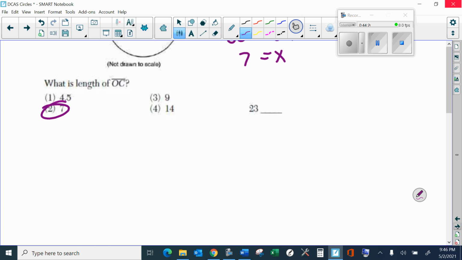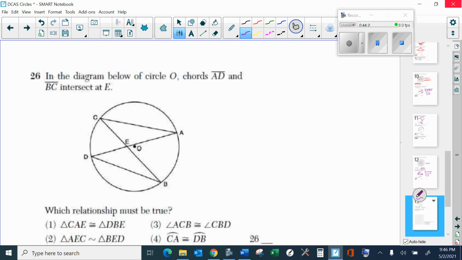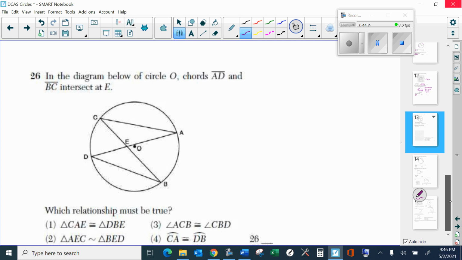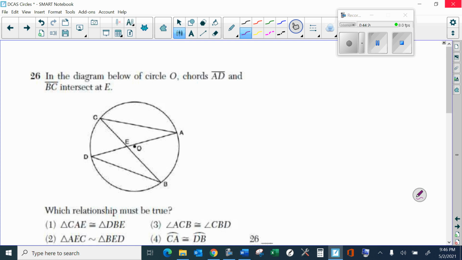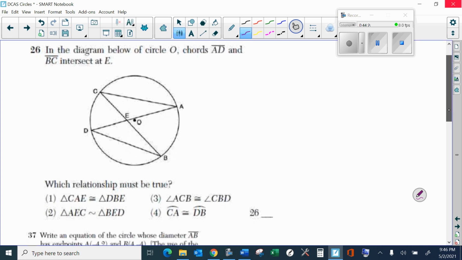Okay, gotta be getting done here. How many more do I have here? 2 more after this. Okay, it's a long one, but circles is huge.